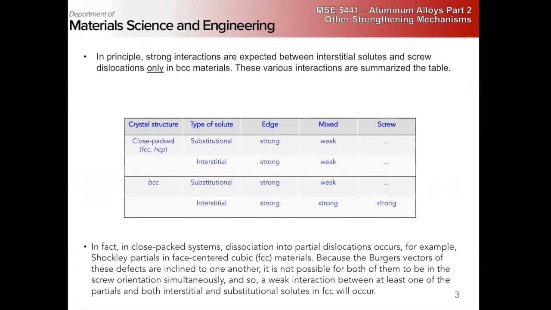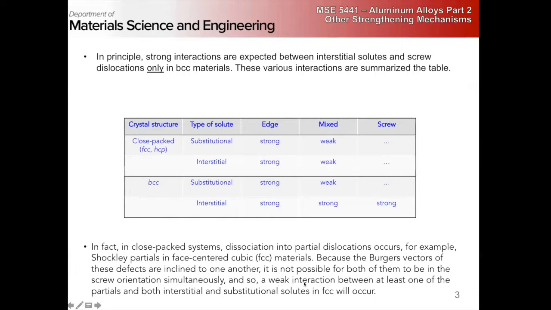All right. Just a reminder that for the FCC systems, the dislocations are rarely full dislocations. Most of the time they're partials, right? And partials will have a mixed character, and the increase in the pure shear component due to the screw character means that at least one of the partials will have a weak interaction.